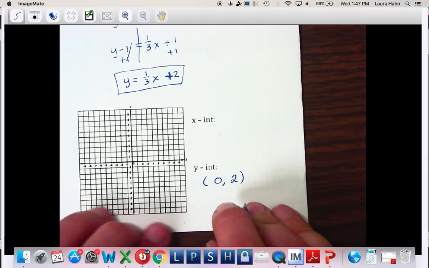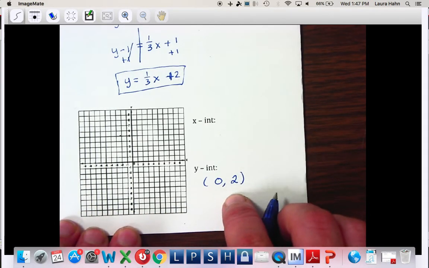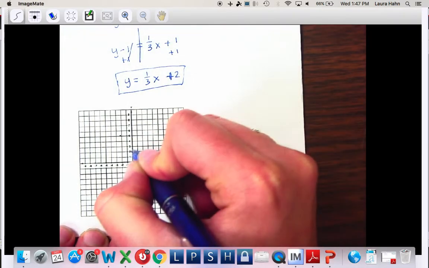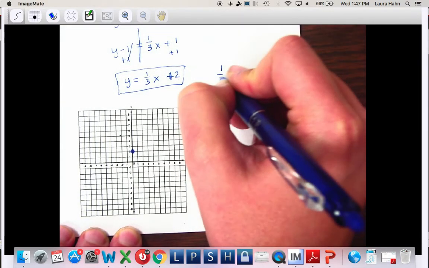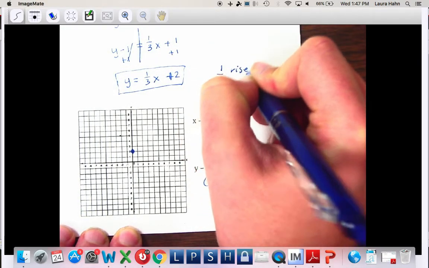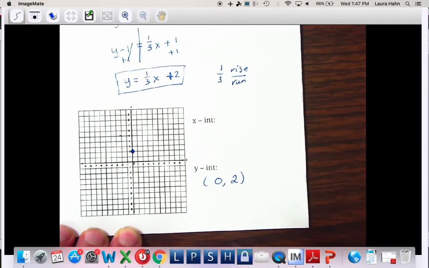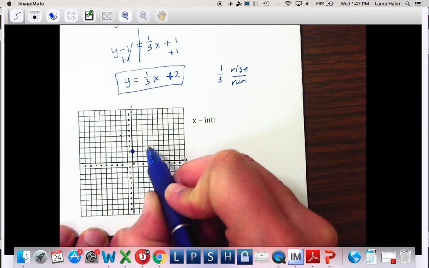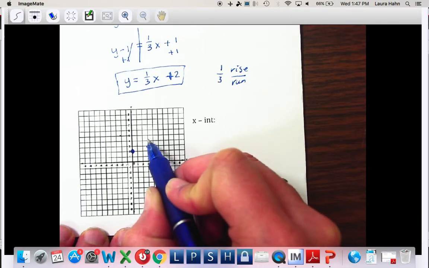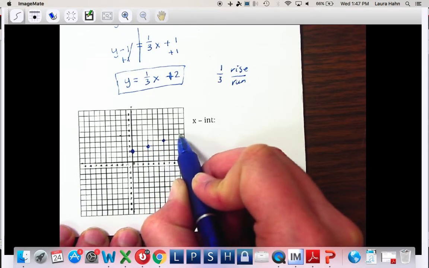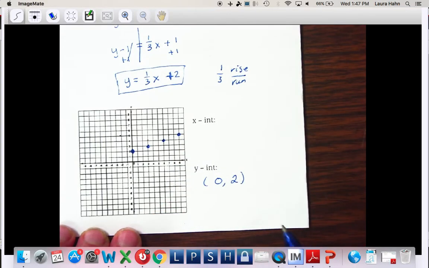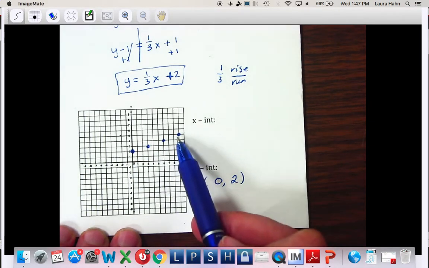All right, so I'm going to go plot this. So on the y-axis, I'm going to go put a dot at 2. Okay, slope tells me how to move from point to point. Well, my slope was 1/3, so I know I need to rise 1, run 3. So I'm going to go up 1 over 3. New dot. Do it again. Up 1 over 3. And then I'm going to keep doing it. Okay, so I was able to fit 4 points.